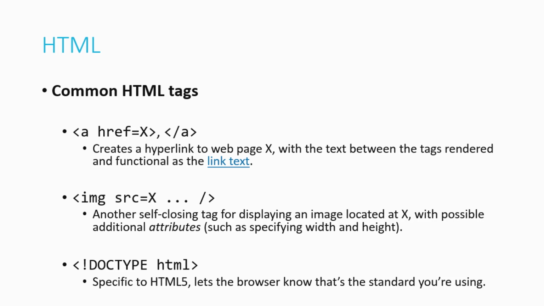And interestingly enough, there's another HTML tag called link, which is not a hyperlink. A here stands for anchor, and that's how we indicate a hyperlink. A href equals X means go to web page X. And everything between the open A tag and the close A tag is what's going to be that underlined blue text that looks like a link that we're familiar with. Below that, we have an image tag, which is a self-closing tag for displaying an image located at X.